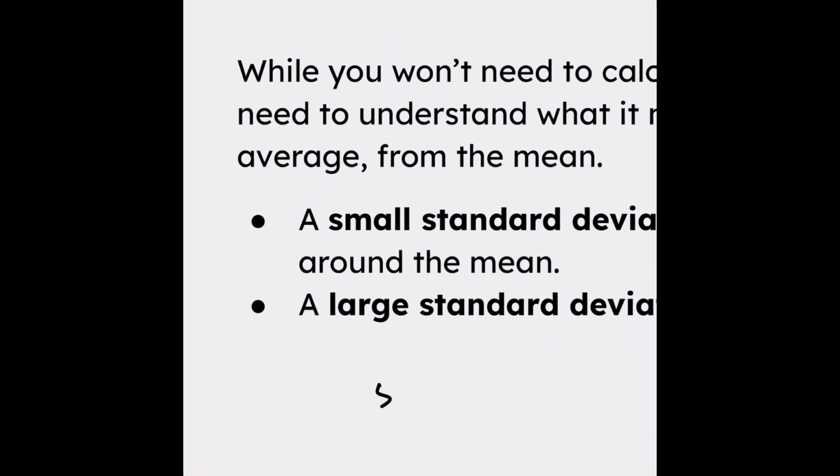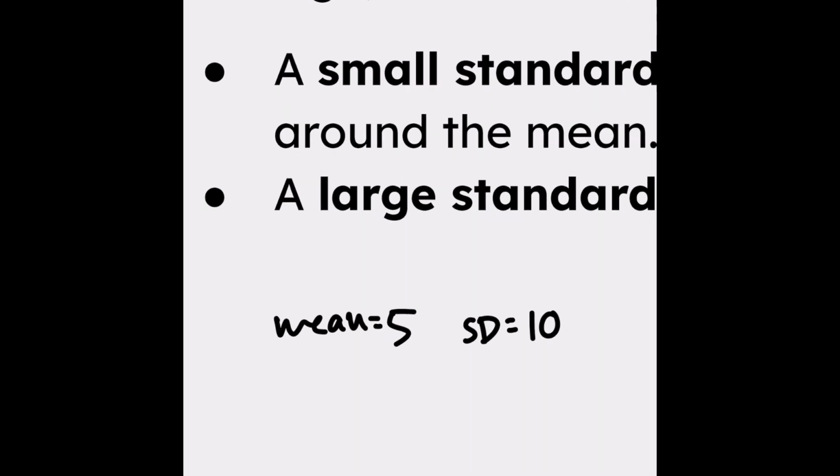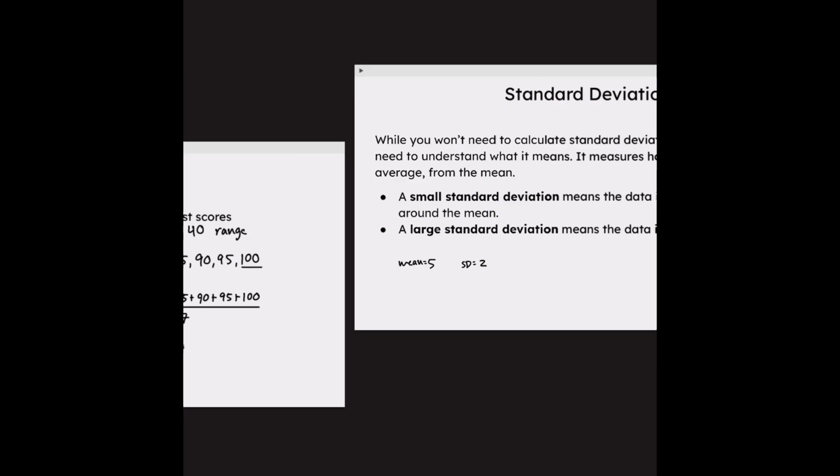Let's say that the mean is 5 and my standard deviation is 10. That would mean that my average value is 5 and all the other values on average are 10 away from 5. So they're pretty spread out, right? Versus, let's say that my standard deviation instead was 2. That would mean that on average, my values in the data set are 2 away from 5, or from my mean. So there's a smaller spread.